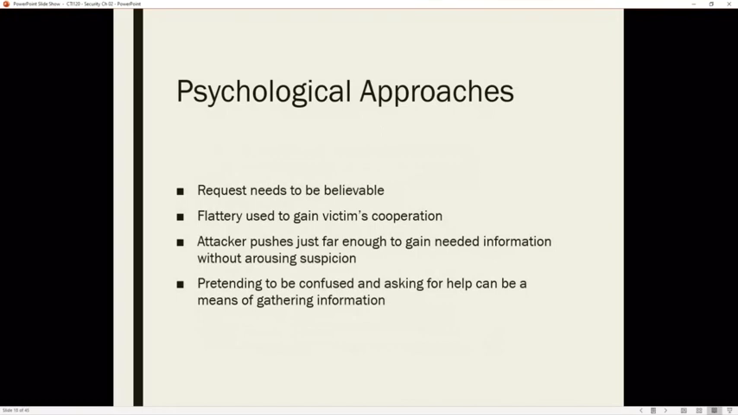So the psychological approach is that the request has to be believable. We have to be able to deliver a request in a way that's just like, well, that would make sense. They would probably need to know that because blah, blah, blah, whatever it is. Sometimes flattery will be used to gain cooperation, so these techniques will be combined. The idea is that you want to figure out where the edge of the envelope is for that particular victim.